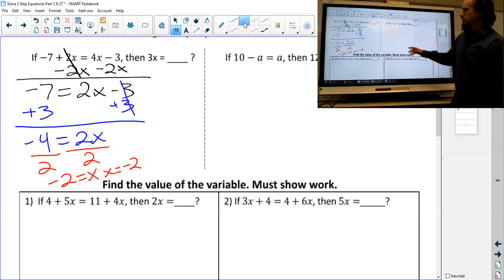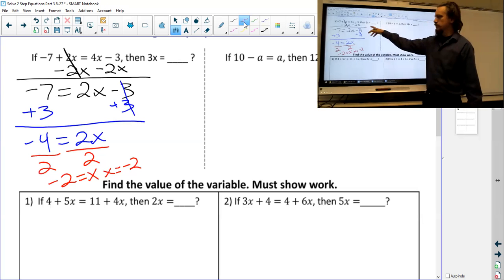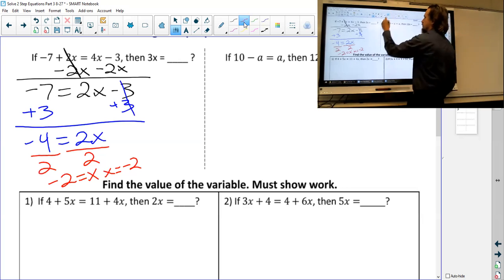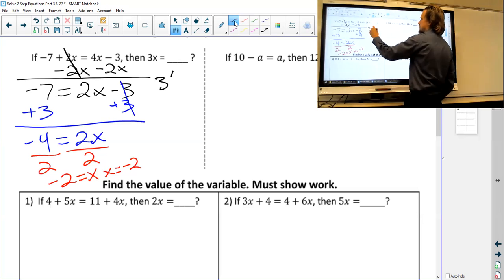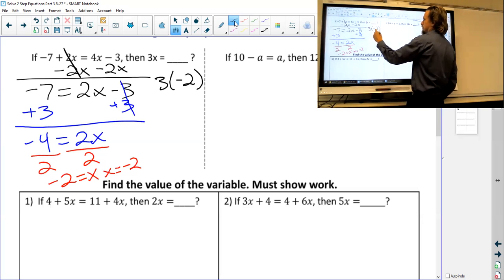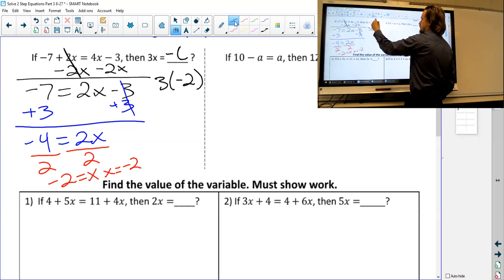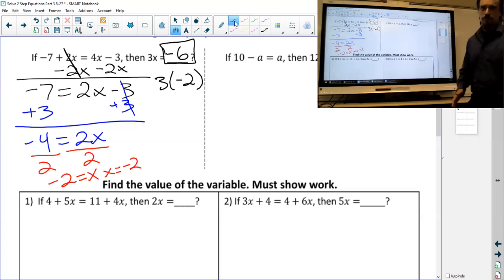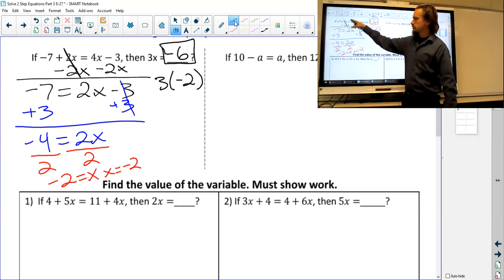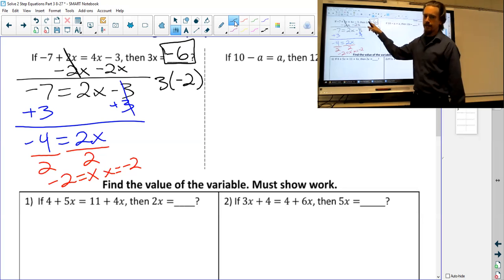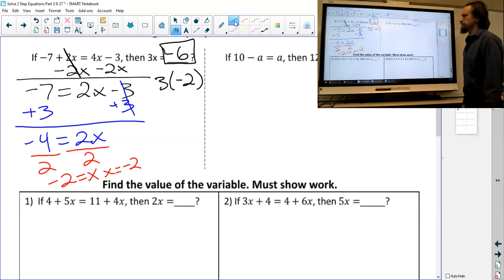And then the very last part, for TSI reasons, they want to know if x is negative 2, what is 3x? So our final step would be to say what is 3 times negative 2, which is just negative 6. Okay. So more or less, it's the same work as yesterday. It's just this one additional step at the very beginning of combining our variables together.